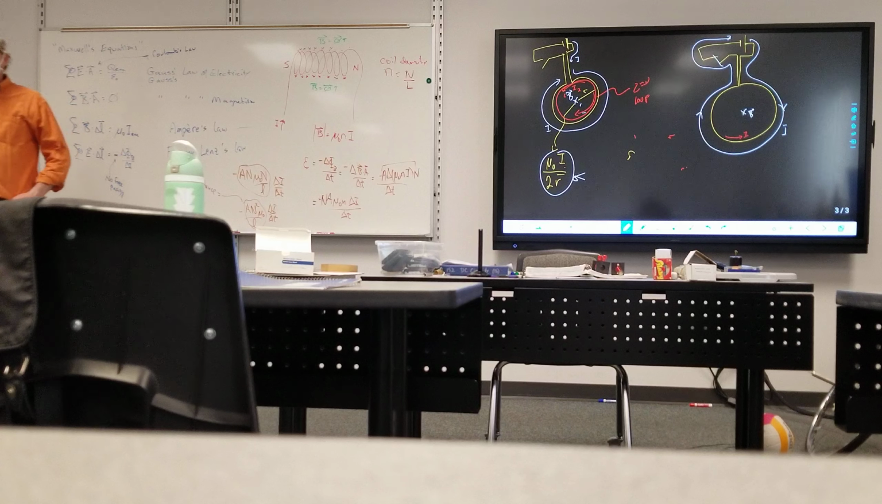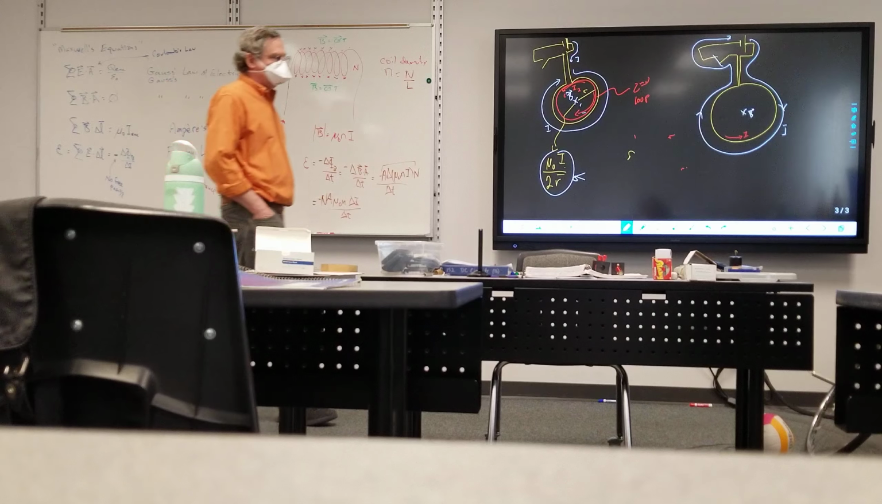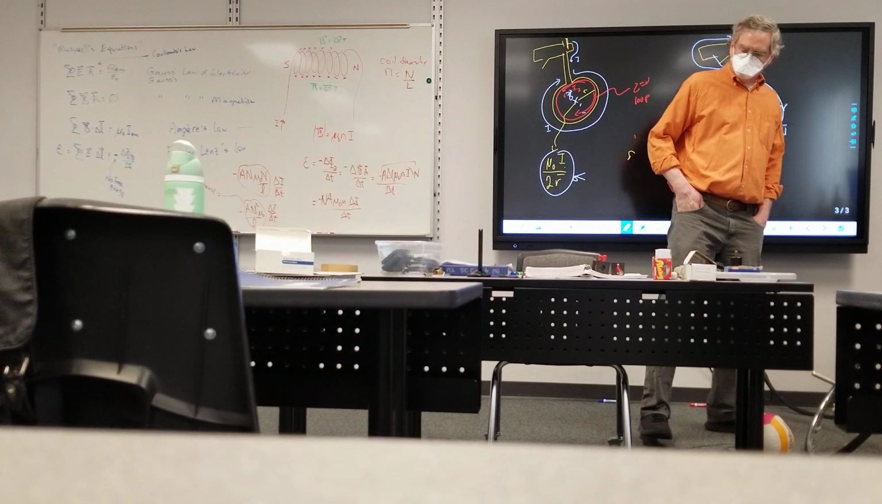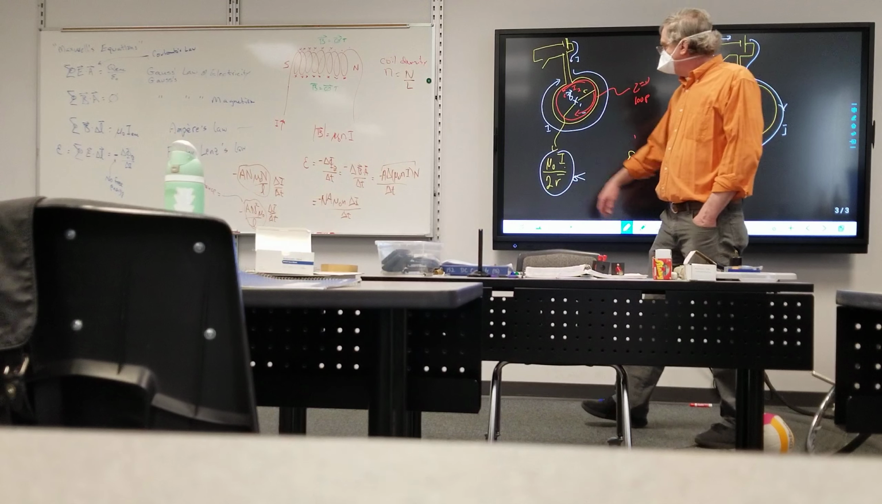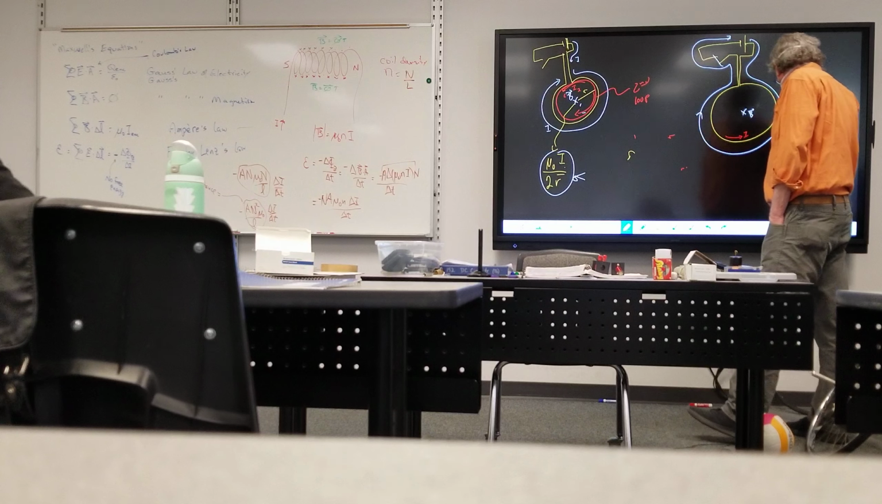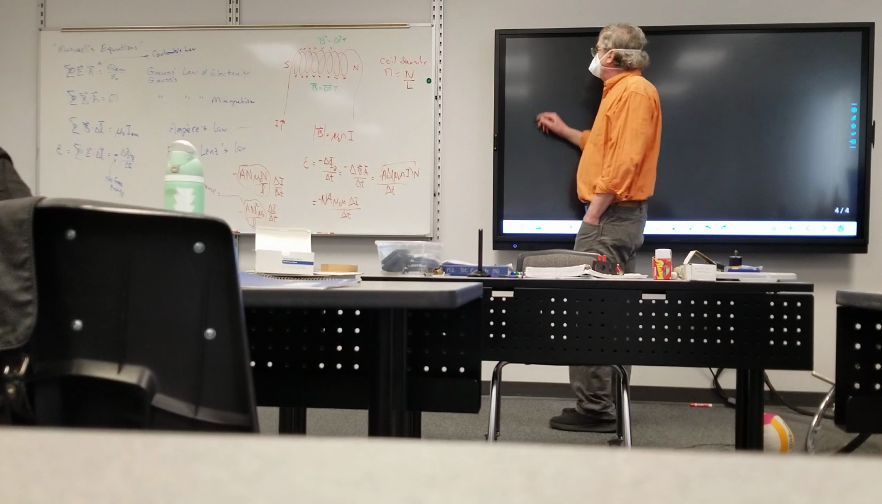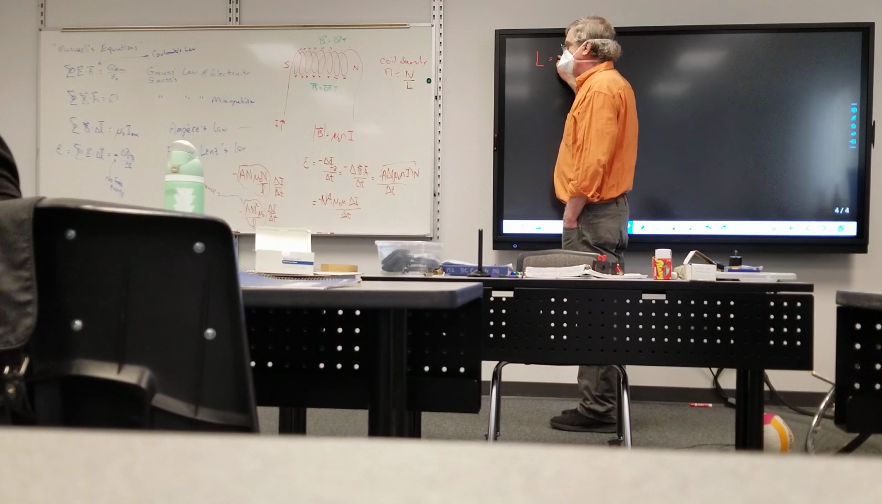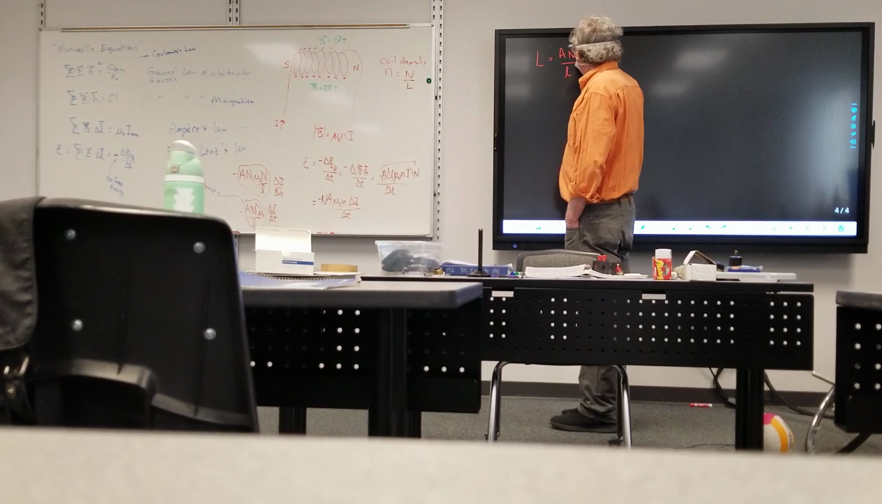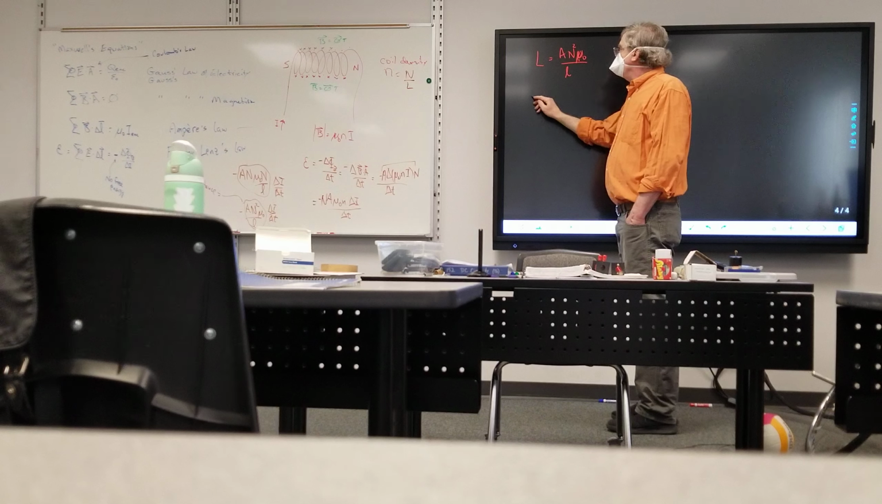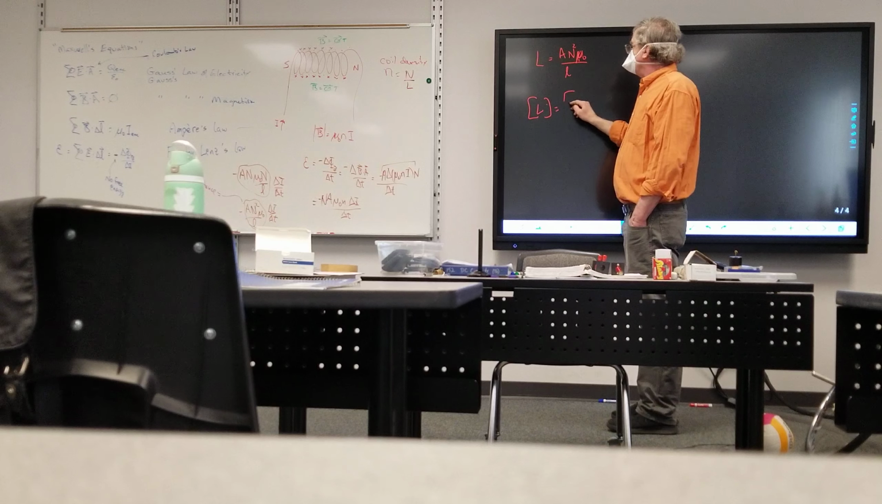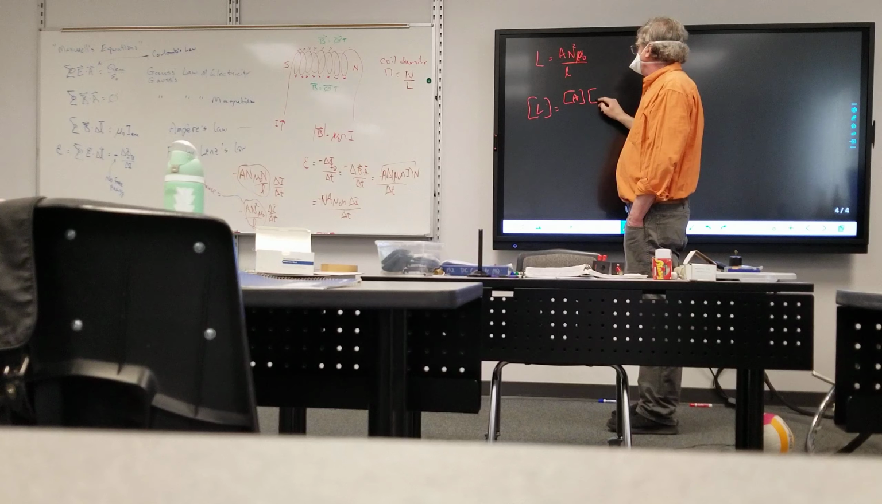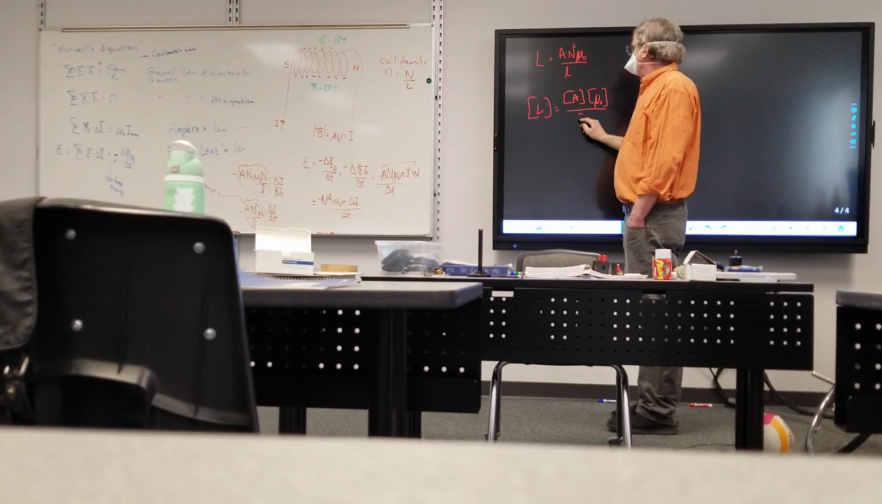And we use a capital L for that. Let's take a look at some units. Since L is equal to A N squared mu naught over l, the units of L would be the units of A, N is just coils, units of mu naught, units of L.